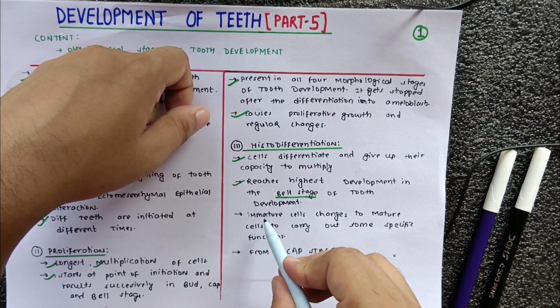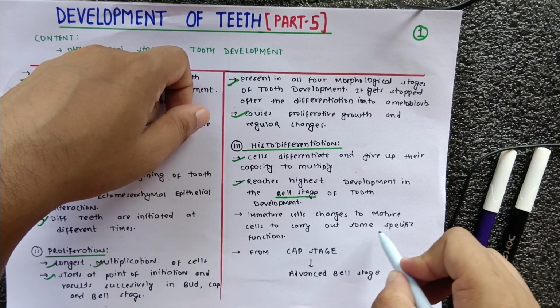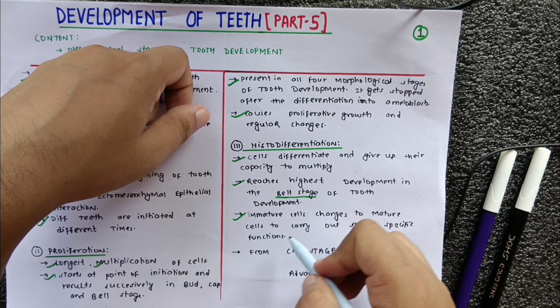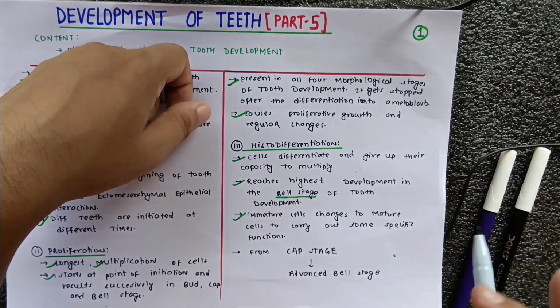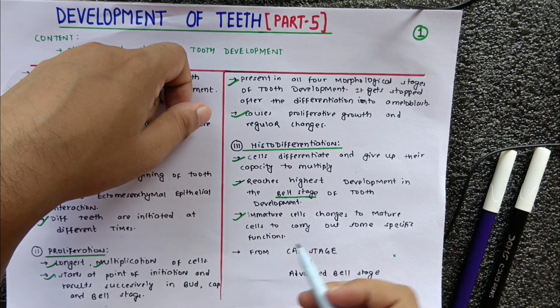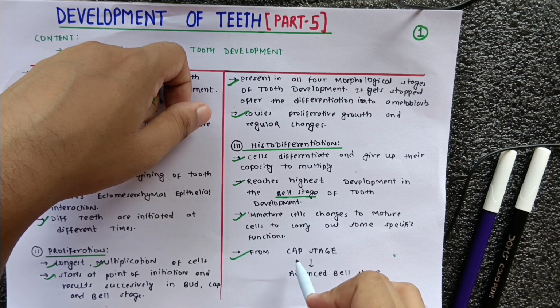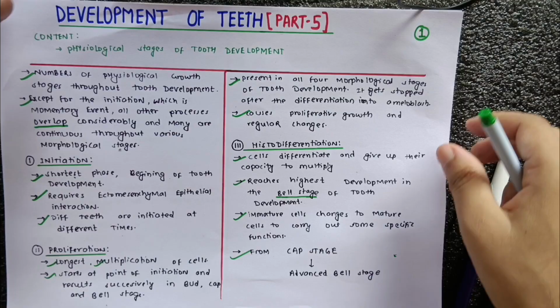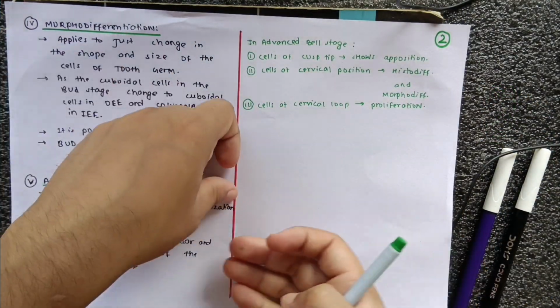After that, immature cells change to mature cells to carry out some specific functions. Same thing I have told earlier, immature cell gets into the mature cell having certain functions, and it extends from the cap stage to the advanced bell stage. After the histodifferentiation, now we will discuss the morphodifferentiation.